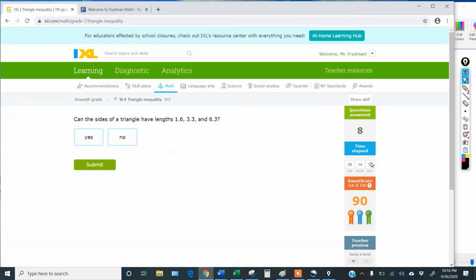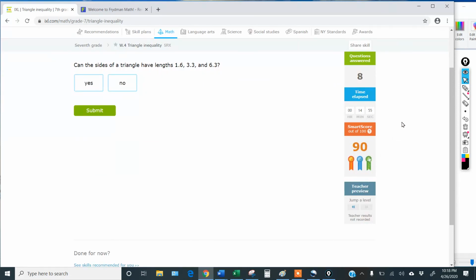Let's see what we get. Okay, so again, it's exactly the same thing. It's just decimals, right? So I'll do one with decimals, but the strategy is exactly the same. So the two shorter sides, I'm just going to write S for short and L for long because I'm getting tired of writing short, short, and long a million times. So the two shorter sides are, let's see, 1.6 and 3.3, which are each shorter than 6.3. So this is the longest side here.